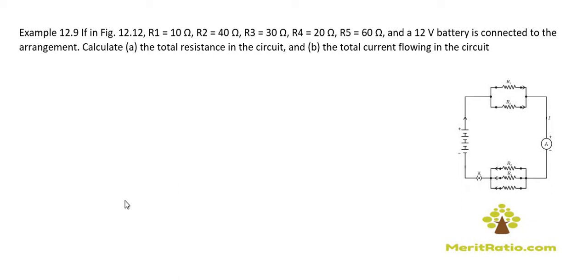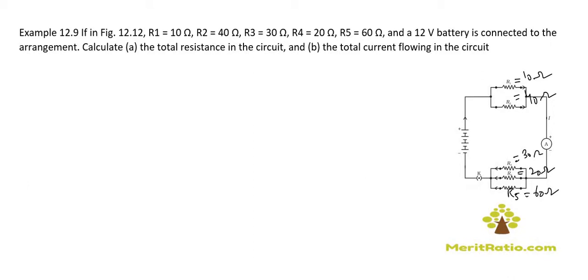Hi all of you, today we are going to see example 12.9 of NCERT electricity. In this example, from the diagram, the value of R1 is given as 10 ohm. The value of R2 is given as 40 ohm. The value of R3 is given as 30 ohm. The value of R4 is given as 20 ohm, and the value of R5 is given as 60 ohm.